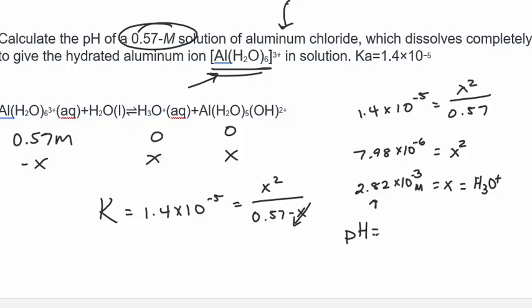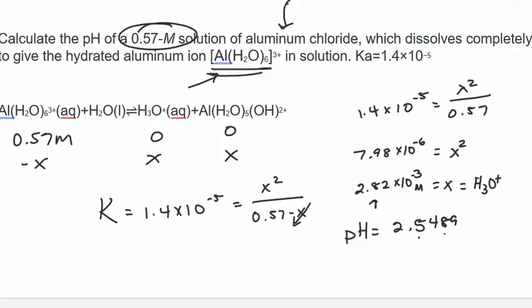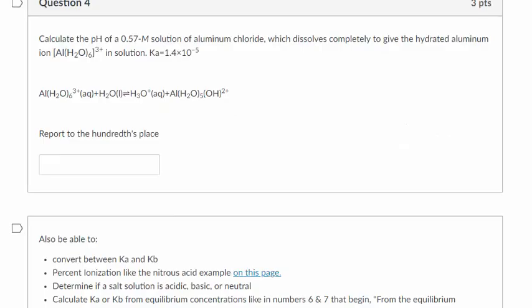I was asked for the pH. So in order to take the pH, I need the negative log of that value, that 2.82 times 10 to the negative 3. And I get a pH that is 2.5. I actually get a 489, etc., because I think I was told hundredths place. Report to the hundredths place. So I'm looking to report here. I look next door. I'm going to report that up. So the pH is going to be 2.55 in this case.